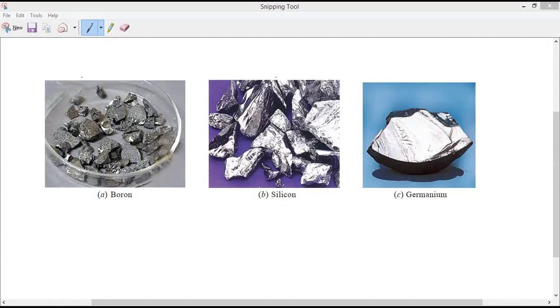Are you clear, everybody? Now write the proper definition. The elements which show some properties of metals and some other properties of non-metals are called metalloids.